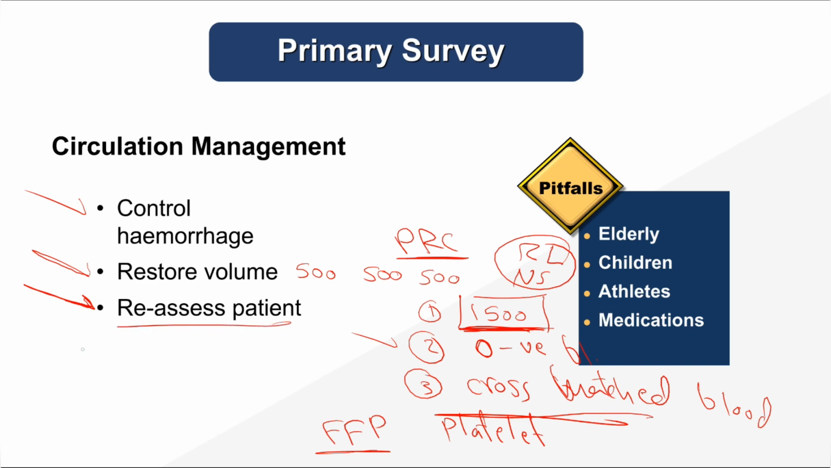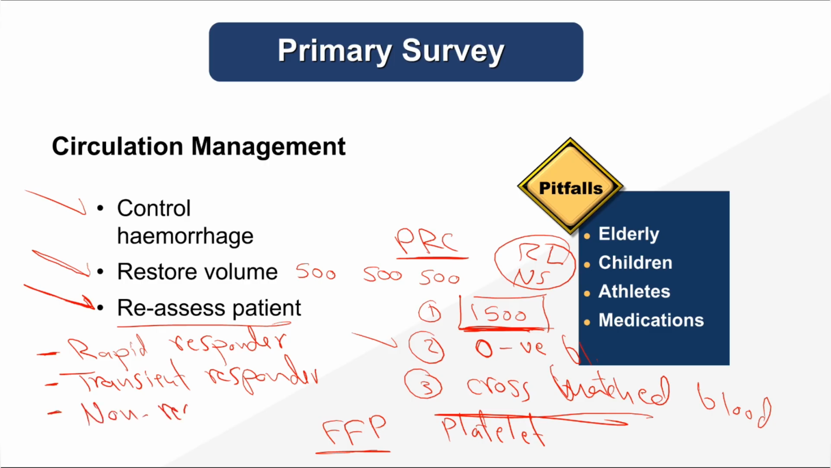Some patients are very rapid responders. According to your follow-up, rapid responders are improving and not getting worse. Some patients are transient responders. It means that they respond, then after a while they deteriorate again. Some patients are non-responders. It means that they have too much bleeding, which is out of proportion to the resuscitation.